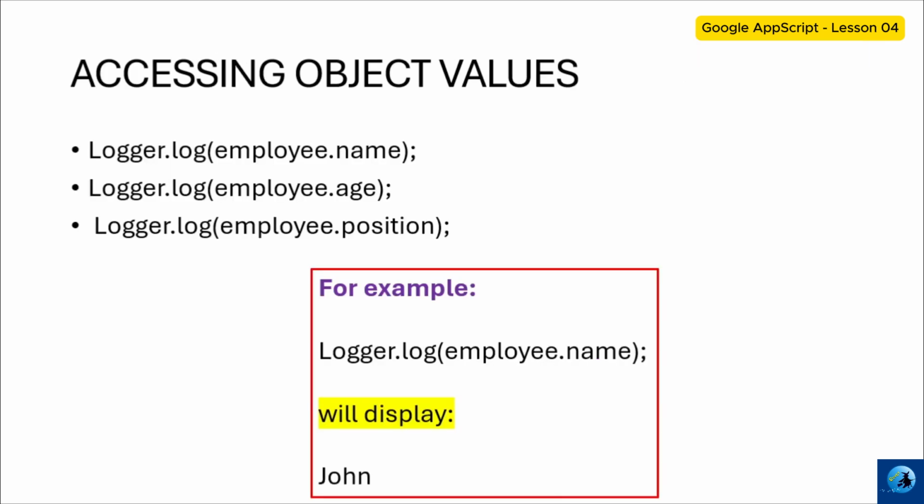So how do we access object values? We can access individual values inside an object using the dot operator. For example, Logger.log within brackets employee.name. It will display the name John, right? I'll discuss this part in my demo video, so then you can understand easily. We'll use this technique frequently when working with structured data.